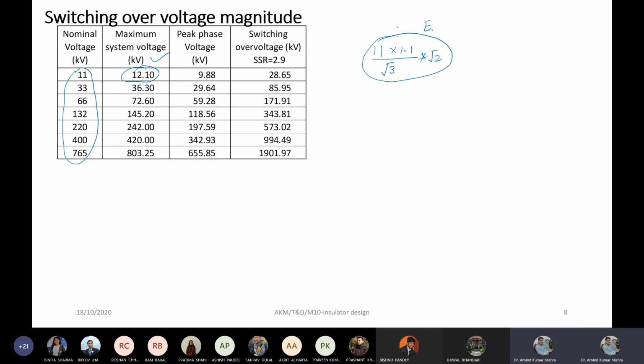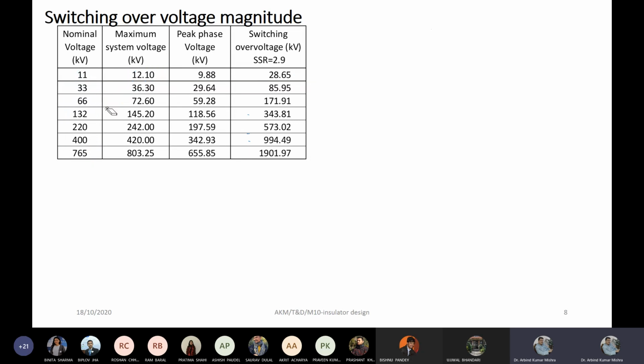And depending upon the trapped charge condition, this is calculated here. This is the value here, and since it will be around 3 times, the worst case switching overvoltage for 11 kV will be this. The other rows are calculated similarly, just with 33, 33, 33, 66, 66, 66 and so on instead of 11. In this way, you can calculate the worst case switching overvoltage for any given system voltage.